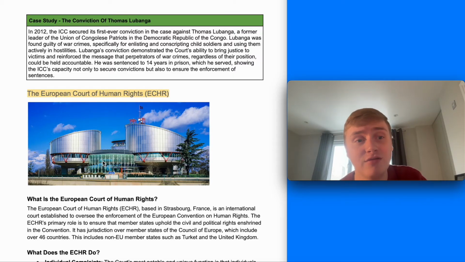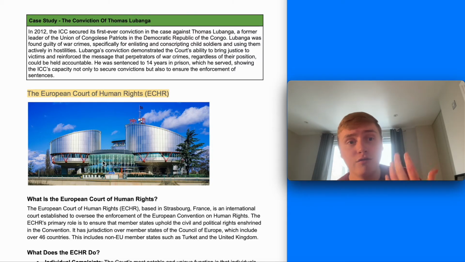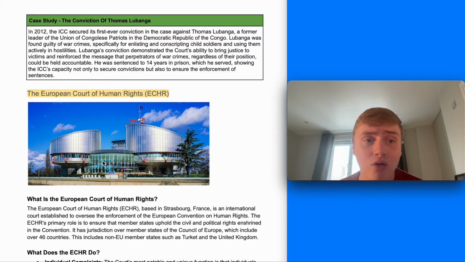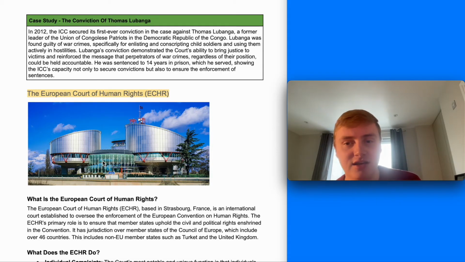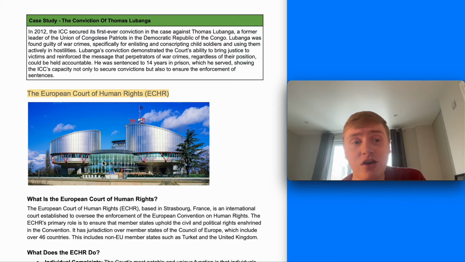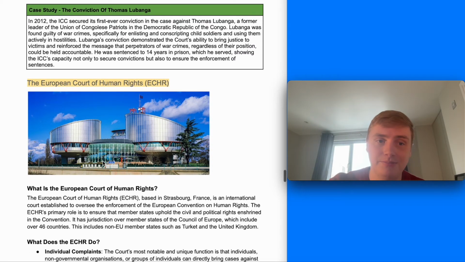He was found guilty of war crimes, specifically for enlisting and conscripting child soldiers, and his conviction demonstrated the court could bring justice for victims, and reinforced the message that perpetrators of war crimes, regardless of their position, could be held accountable. So it shows the effectiveness of the ICC in holding individuals directly responsible for human rights abuses. He was sentenced to 14 years in prison, which he served, showing the ICC's capacity not only to secure convictions, but also to ensure the enforcement of sentences.